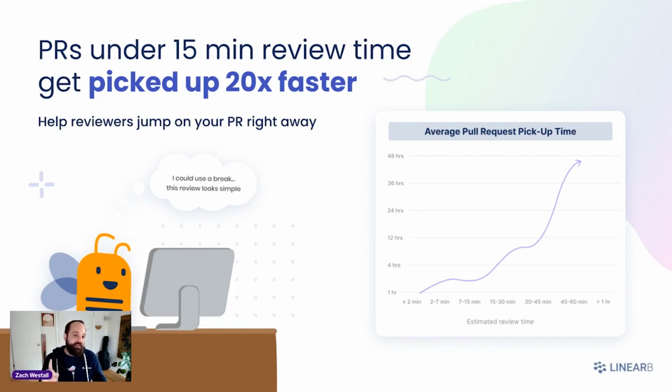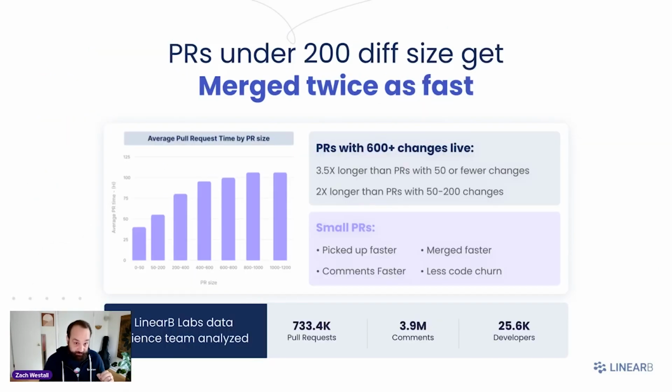But if you keep that PR small and it takes less time to review, under 15 minutes, it's 20 times faster because that means I don't have to prioritize my day around finding time to review this pull request. I can do it before I go to lunch. I can do it before I go to get a coffee. I can do it maybe before my next meeting. I can do it after I checked in a piece of code and I'm wondering what to do next. So yeah, PRs under 15 minutes to review get picked up 20 times faster.